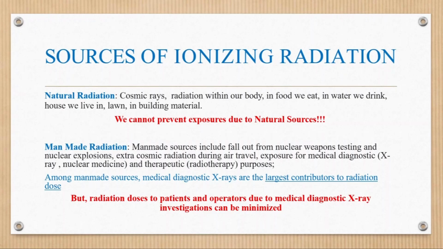Man-made sources include fallout from nuclear weapons testing, nuclear explosions, extra cosmic radiation during air travel, exposure from medical diagnosis and therapeutics like radiotherapy and nuclear medicine. But radiation doses to patients and operators due to medical diagnosis can be minimized. So if there are so many risks, why are we using radiation? A balanced use of radiation is required, because radiation is like a two-edged sword. There is a benefit and there is a risk. If the balance is right, it is more benefit for society.